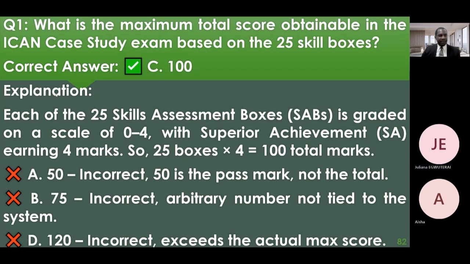That's true. Okay, so the explanation for question 1 is each of the 25 skill assessment boxes is graded on a scale of 0 to 4. Superior achievement earns 4 marks. So 25 boxes stands for 100 total marks. Okay, you guys really caught that.